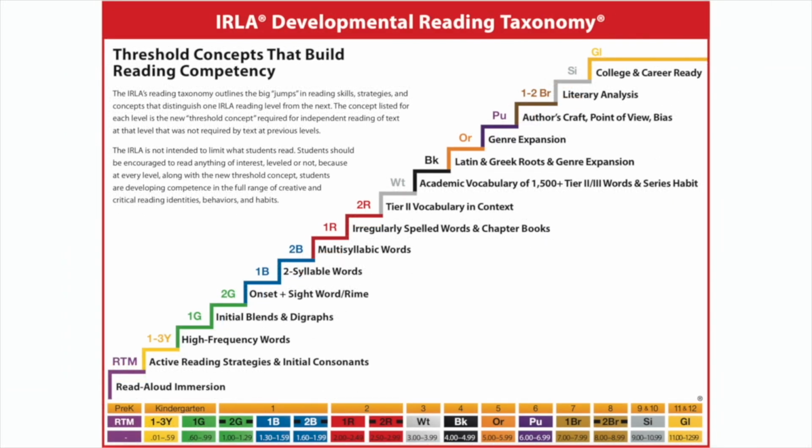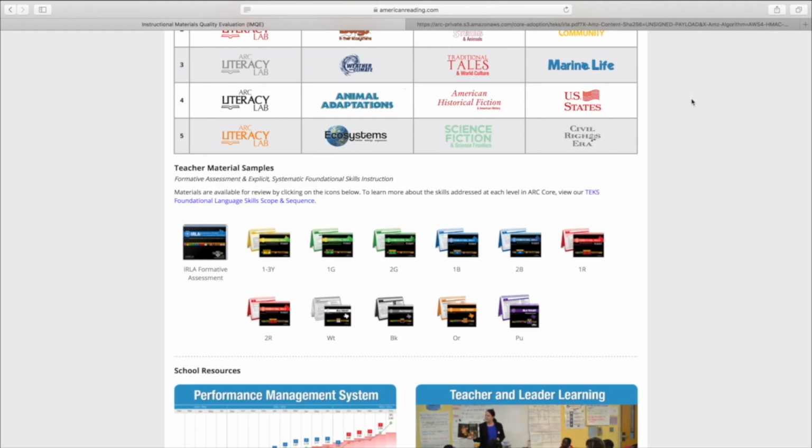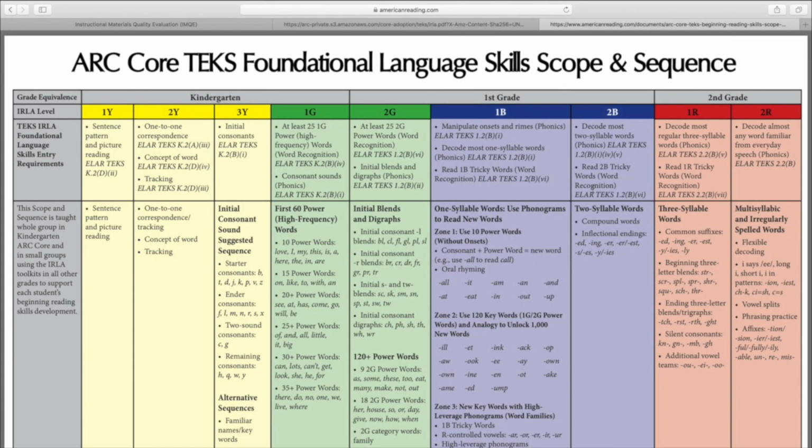Phonics, vocabulary, and literary analysis skills are intentionally sequenced to scaffold student growth from one level to the next. This foundational language skills scope and sequence will show you the specific phonics and foundational skills that are addressed in the IRLA developmental reading taxonomy.